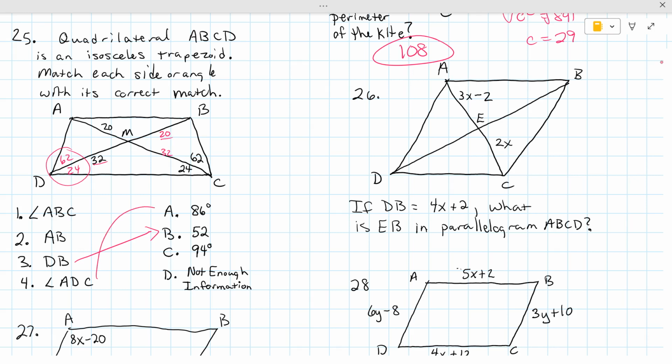So ADC is 86. ABC, well, if this is 86 down here, and this is parallel to it, because it's a trapezoid, these two are parallel, then these two angles are supplementary. So you take 180 minus 86, and what do you get? So ABC is 94, so then AB, there's not enough information to figure it out.